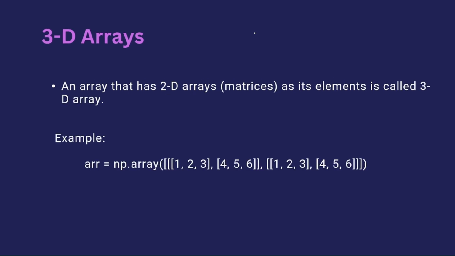Next one is three dimensional arrays. An array that has two dimensional arrays as its elements is called a three dimensional array. Simply, it is a combination of two dimensional arrays. In the previous example we saw that 1, 2, 3, 4, 5, 6 is a two dimensional array, and this part is also a two dimensional array. It's a combination of two dimensional arrays, so it is a three dimensional array, and we need to enclose this in another set of brackets. This is about types of arrays.